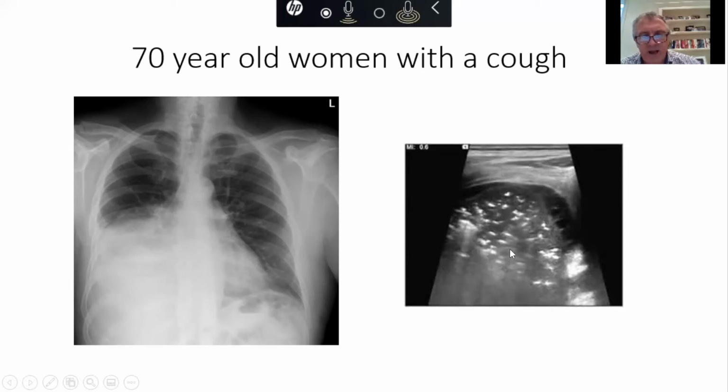And if there was collapse, you would not see any air bronchograms. So we can differentiate between consolidation and collapse on the ultrasound of the chest. And if there was a mass within this consolidation, we would also see that. So ultrasound is extremely helpful in cases like this.